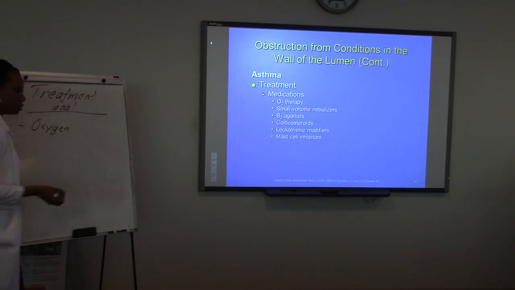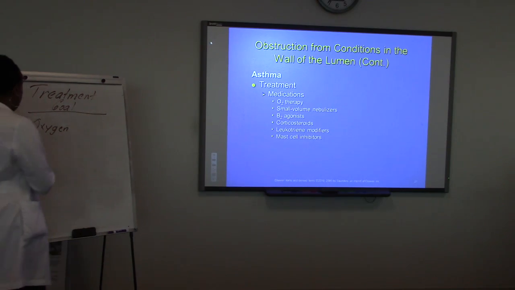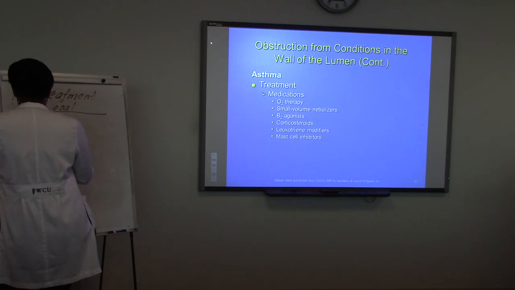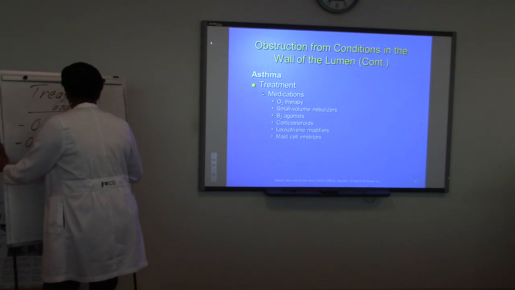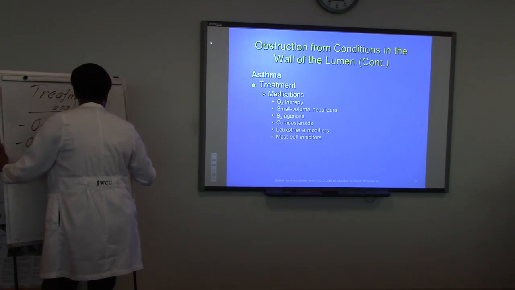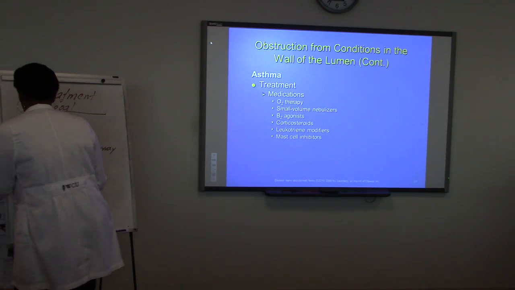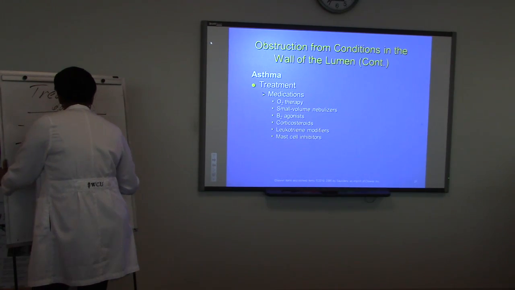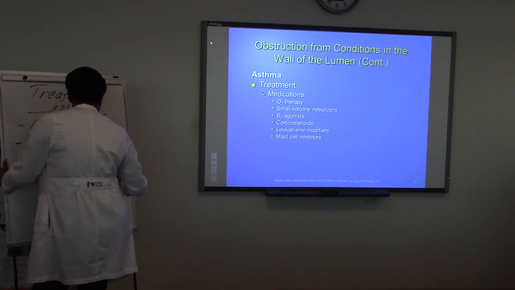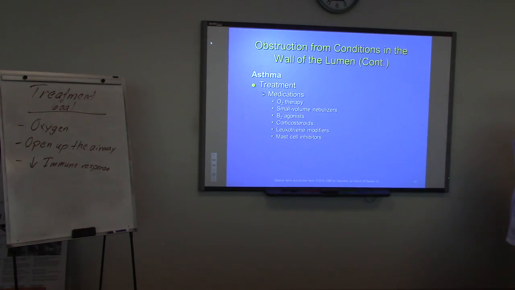So number one, oxygen. If they're lacking oxygen, that's probably one of the first things you want to take care of, because they're lacking it. The next thing is whatever you need to do to open up the airway, and there are ways to do that, which we'll go over in a second. And the very last thing is to decrease the immune response, because remember, we said that inflammation is the culprit of this, so we want to try to decrease that.